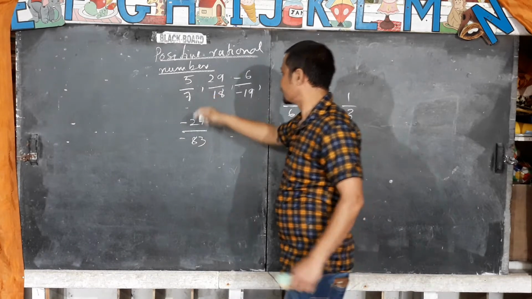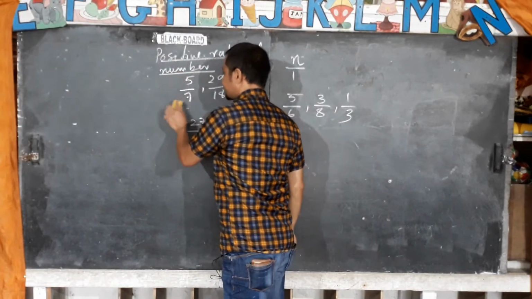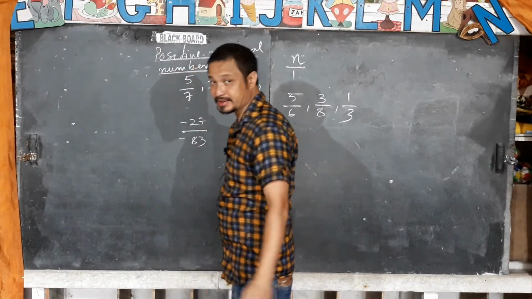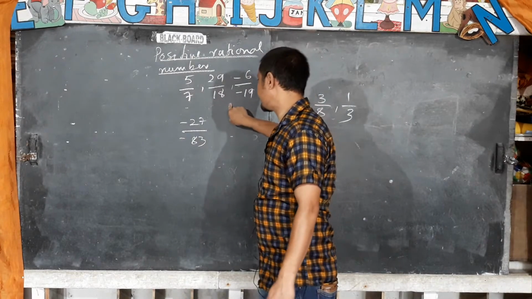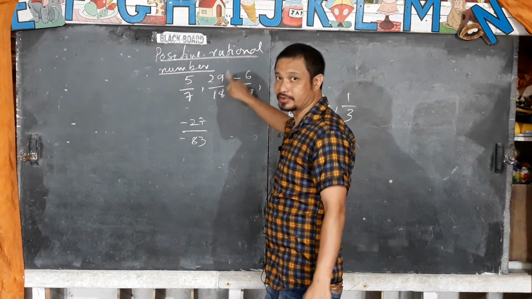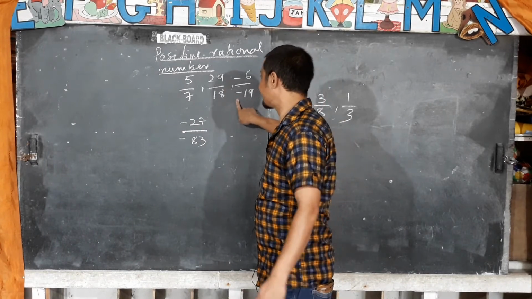See, 5 upon 7, both are positive numbers. You don't see any minus signs anywhere. Rational number, positive rational number. 29 upon 18, okay. Both positive, so it's a positive rational number.